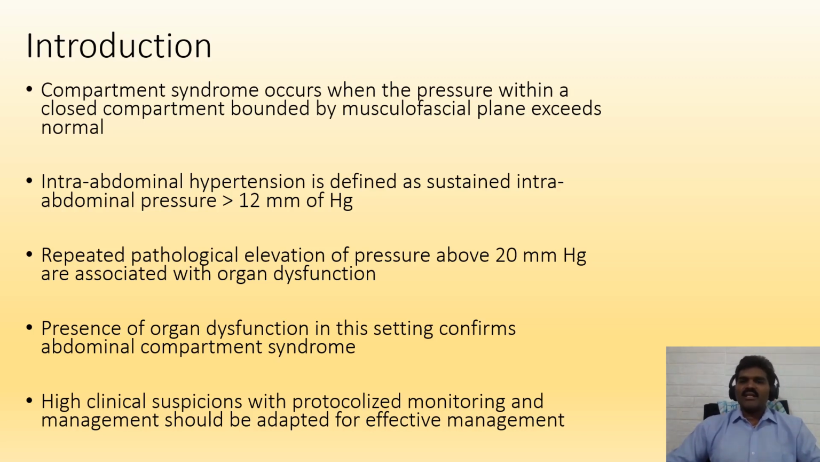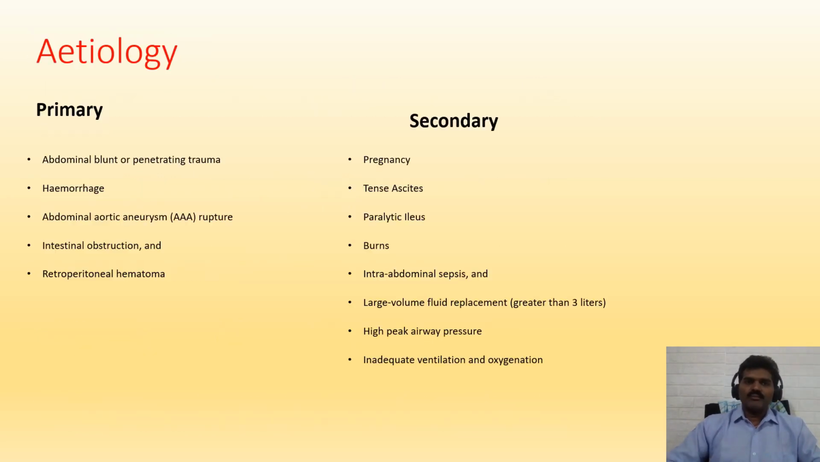There should be a high clinical suspicion with protocolized monitoring and management for effective management of abdominal compartment syndrome in almost all critically ill patients, especially if they are on a ventilator. Etiology can be either primary, secondary, or chronic. Primary means, you all know, that there is a problem within the abdomen. Secondary means problems outside the abdomen, not exactly related to an abdominal pathological state.